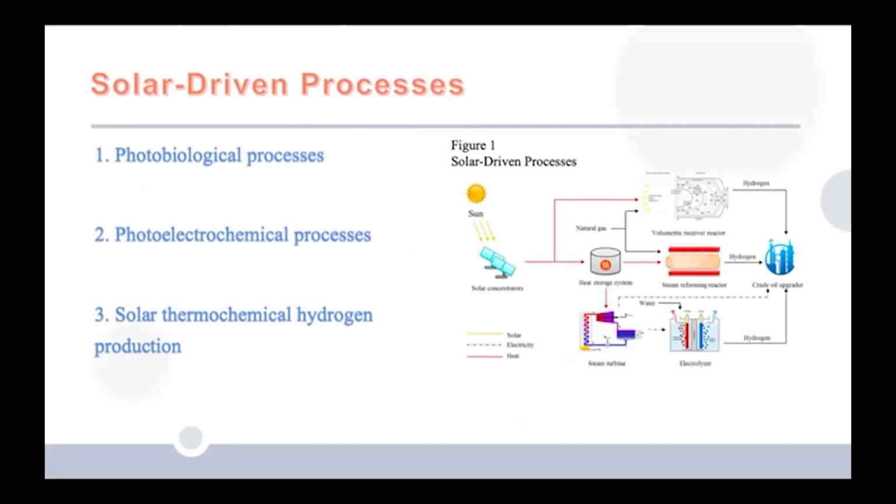Solar-driven processes use light to produce hydrogen. It mainly includes 3 methods, which are photobiological, photoelectrochemical, and solar thermochemical.